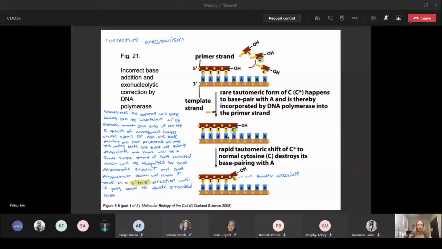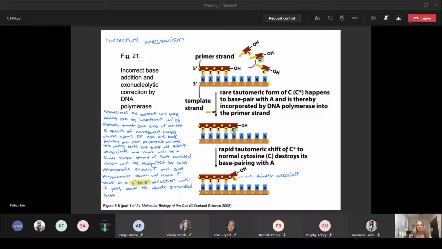We know that A is supposed to go with the T and C is supposed to go with the G, so we have this weird thing happening here. But it's so unfavorable that it will quickly disassociate. And then now we're just left with this weird short single strand of DNA that's exposed. So he said in lecture it will be more than just one nucleotide, but this is just simplified for us while we're learning the concept. So now we have this short single strand of DNA that's exposed.